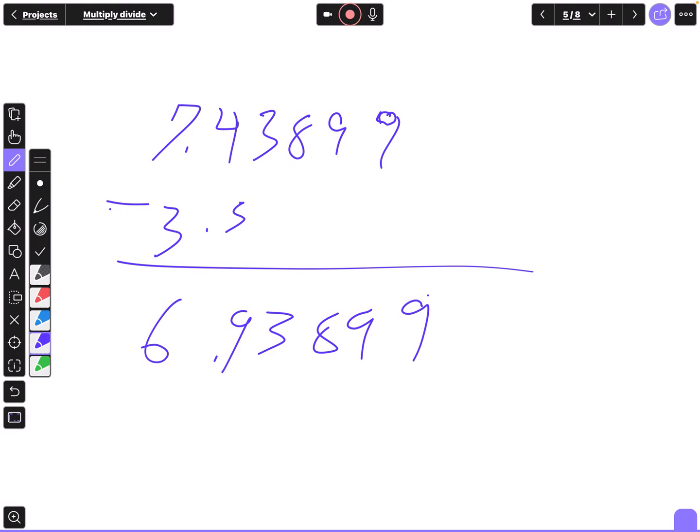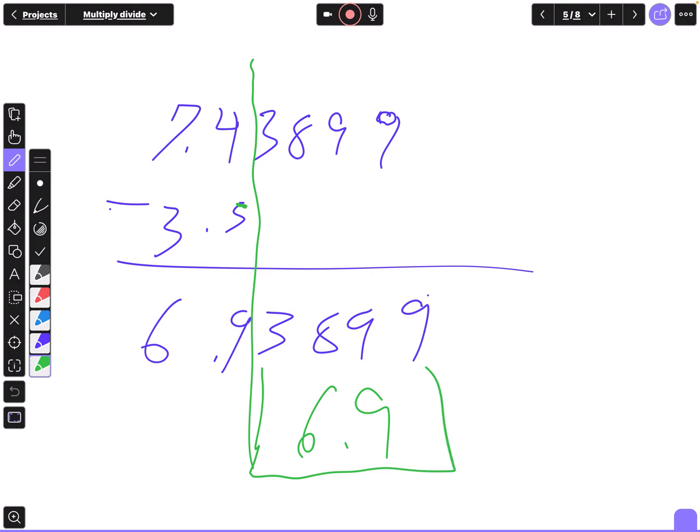Well, since we're adding and subtracting, we would go by the least amount of decimal places. This one only has 1 decimal place. We should cut our answer off to 1 decimal place and make it match up with that one. So 6.93, the 9 would stay the same because it's a 3 there, so that would just be 6.9 would be the correct answer, 1 decimal place.